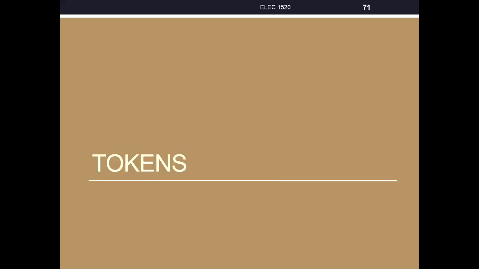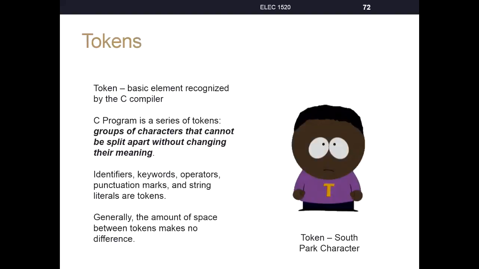Last topic of this lecture is on tokens. Tokens relate to how a compiler knows how to read the code. It's a basic element recognized by the C compiler, and a C program is nothing other than a series of tokens. They're groups of characters that can't be split apart without changing their meaning. So identifiers that we create, keywords, operators, punctuation marks, string literals, these are all tokens.